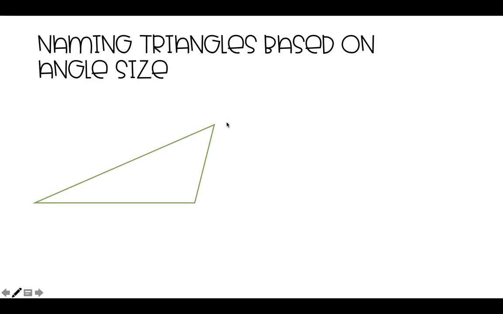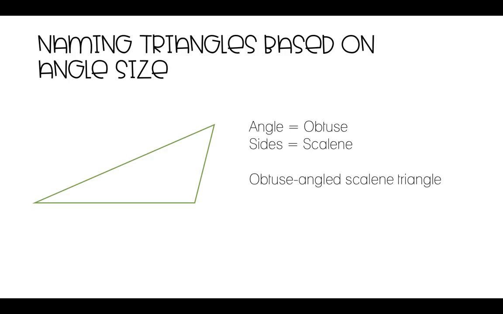And our last one we're going to talk about in terms of naming their angle size is this triangle here. Now, although it has two acute angles, if it has at all an obtuse angle in the triangle, we call it an obtuse triangle. So the angle is obtuse, the side lengths make it a scalene, so it's an obtuse angled scalene triangle.